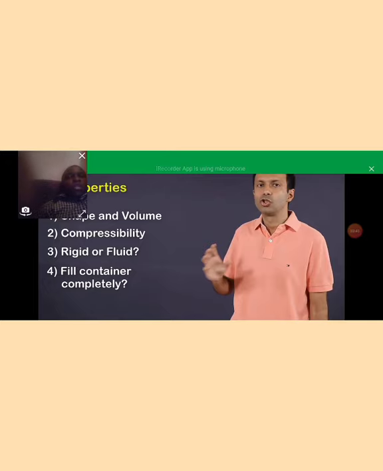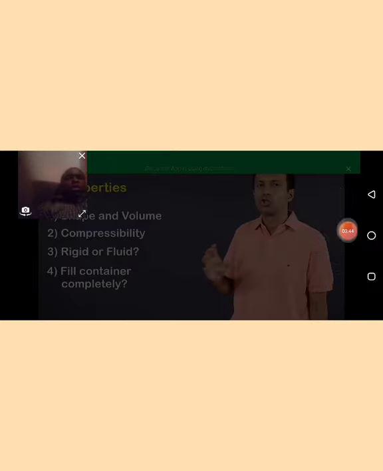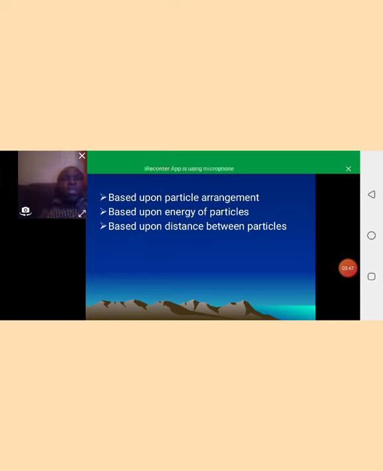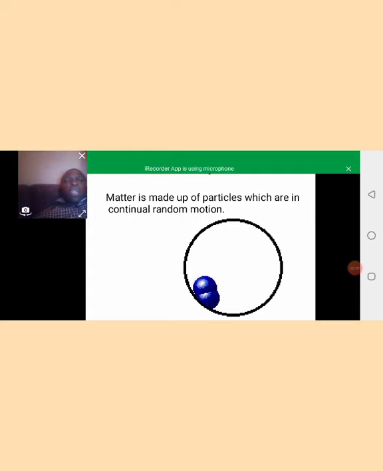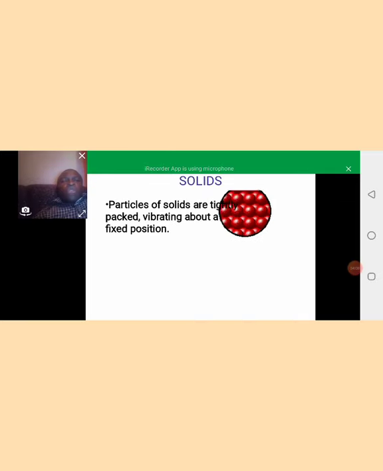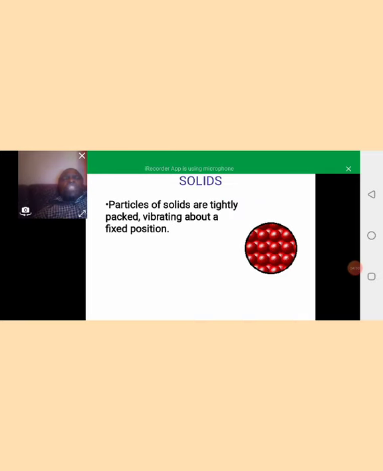Now, let's continue. We're going to be looking at matter based upon the arrangement, the energy of particles, and the distance between particles. Matter is made up of particles which are in continual random motion. Look at this, it's moving in a random motion. Take note of that. I mentioned earlier that we have four states of matter.